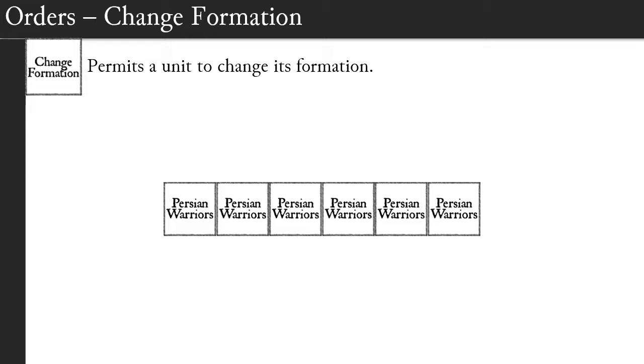Now, the important thing to understand with this order is that units with change formation cannot move and they cannot attack with missile weapons. If they're engaged in hand combat, then they can attack in hand combat, but they can't initiate hand combat. They can't cast missile weapons. They're spending their entire turn basically just trying to get reordered.